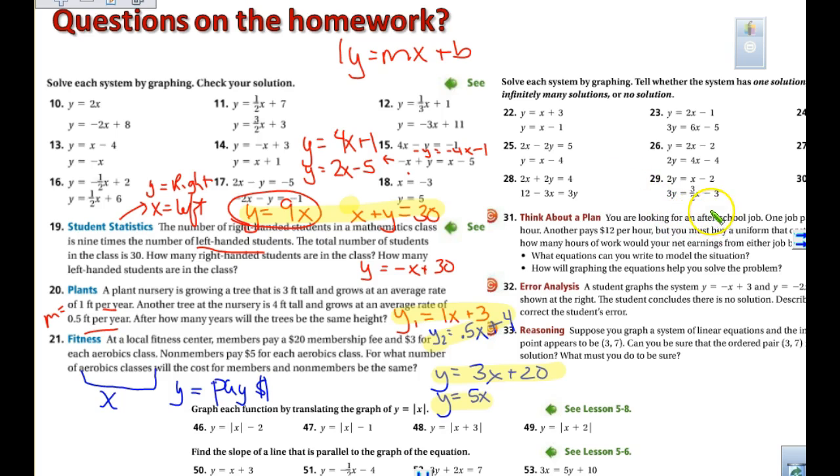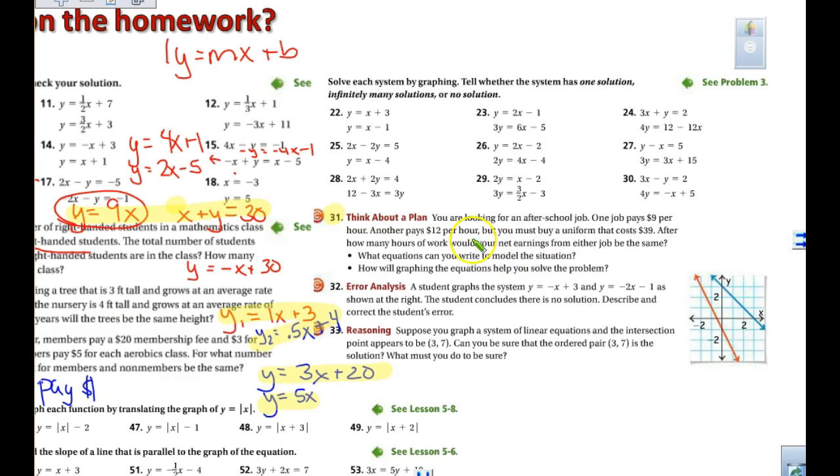Oh, let's see, what else do we have? 9, 10, we didn't have to do 10, you were doing the odds, 11 to 37. So if we're looking at 31. 31 says you're looking for a job after school. One job pays $9 an hour, another one pays $12 an hour. You must buy a uniform that costs $39. After how many hours of work would your net earnings be the same? Write an equation to model each situation.